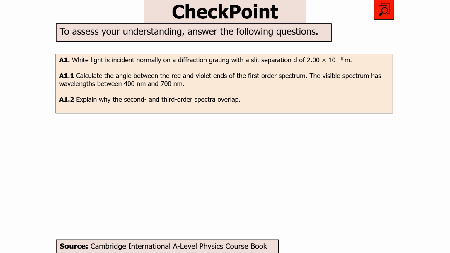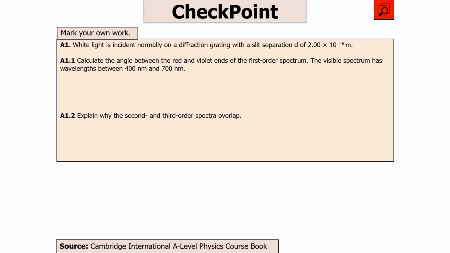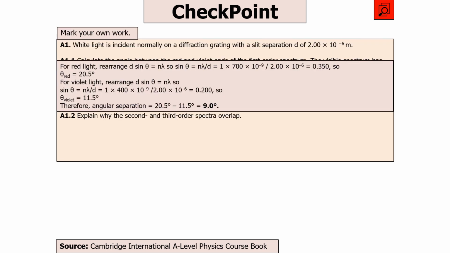The visible spectrum has wavelengths between 400 nanometers and 700 nanometers. Then explain why the second and third order spectra overlap. So pause the video now, then unpause the video when you want to go through your answer. Right, so how to answer this question? Well, we're doing a diffraction grating, so we've got to use the equation d sin theta equals n lambda.